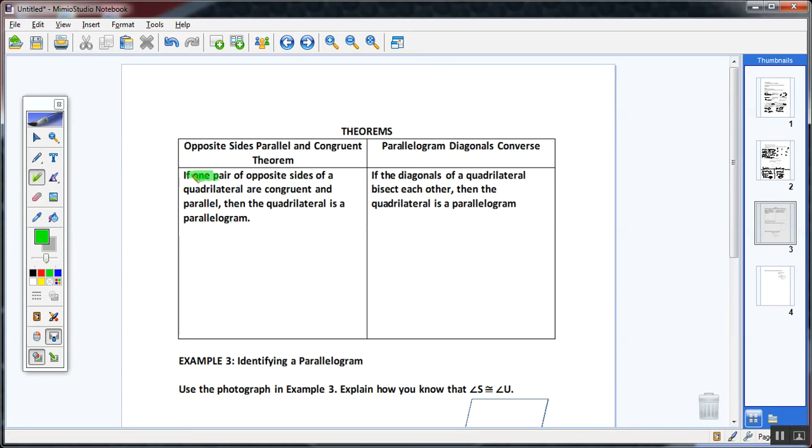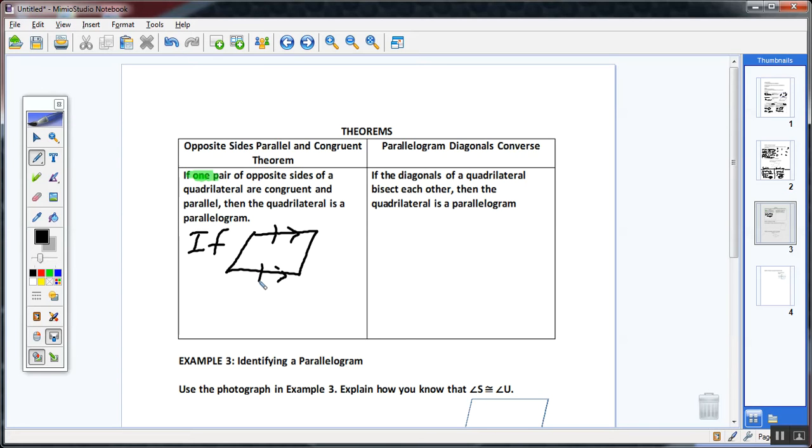So what this is saying is this. Here's a four-sided figure. It's saying if this is parallel to this up top, and this and this are equal, that's true. If those two sides that are across from each other are, first of all, parallel, and secondly, the same distance, then the shape you have is a parallelogram.